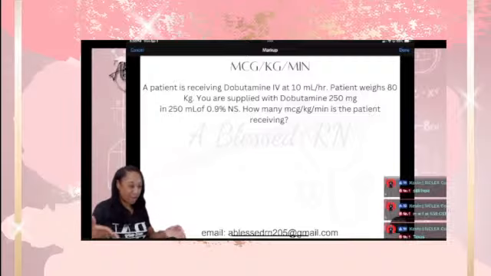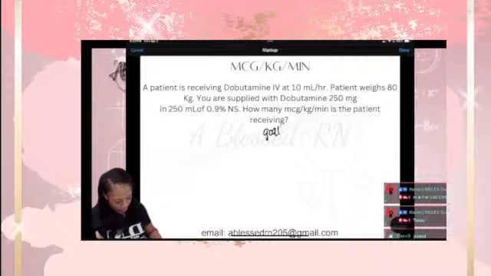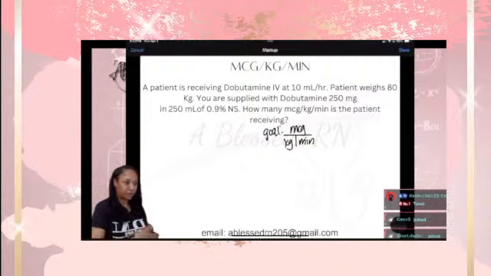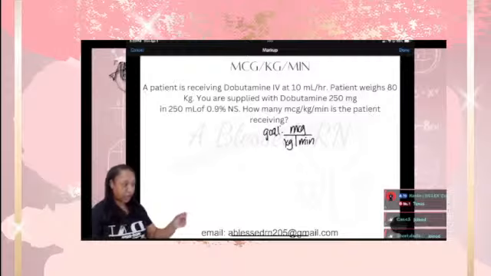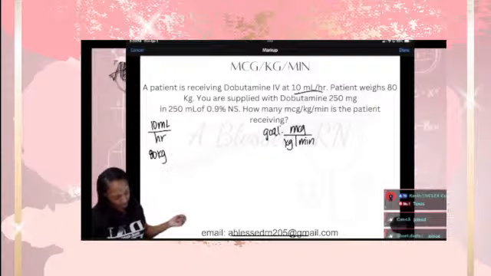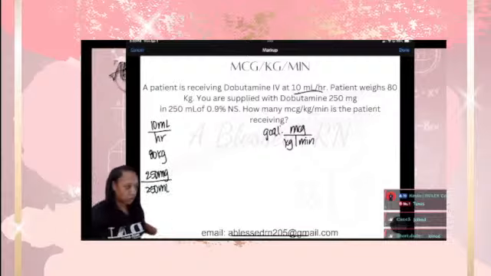We're going to do this the same way that we did the other problems. We're going to find our goal, which is going to be microgram on the top, kilogram, and minute at the bottom, because it's microgram per kilogram per minute. Okay, so we're going to look at what our puzzle pieces or our relationships are. So we know we got 10 milliliter per hour, so I'm going to write it to the side. 10 ml per hour. Our patient's weight is 80 kilograms, and we have 250 milligrams in 250 milliliters of dobutamine.